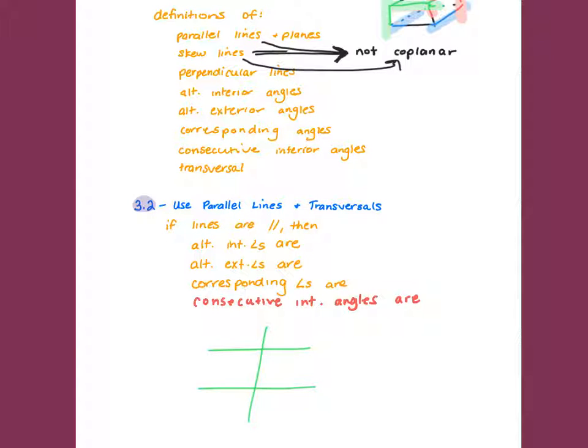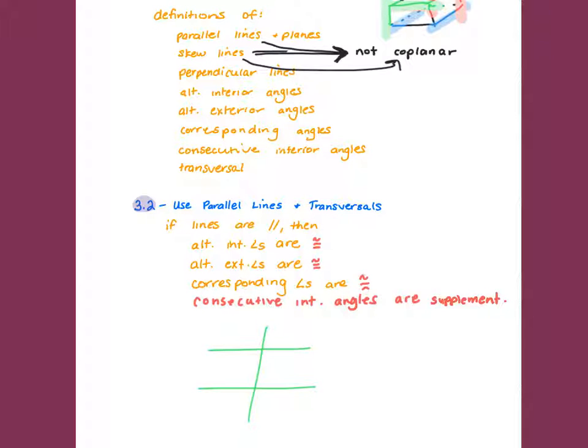Okay, there are relationships between these four special types of angles. So which of these are congruent if the lines are parallel? The corresponding are congruent. Alternate interior are congruent. Alternate exterior are congruent. And consecutive interior are supplementary, or add up to 180.